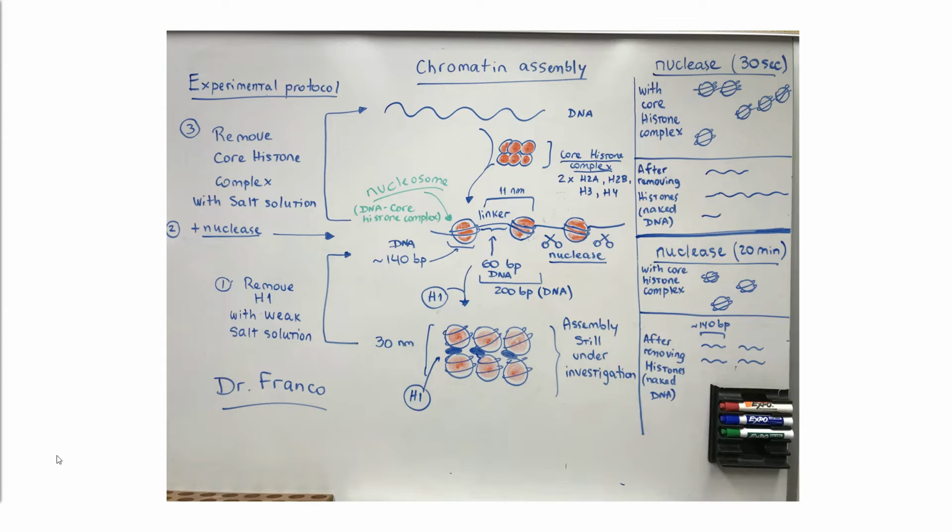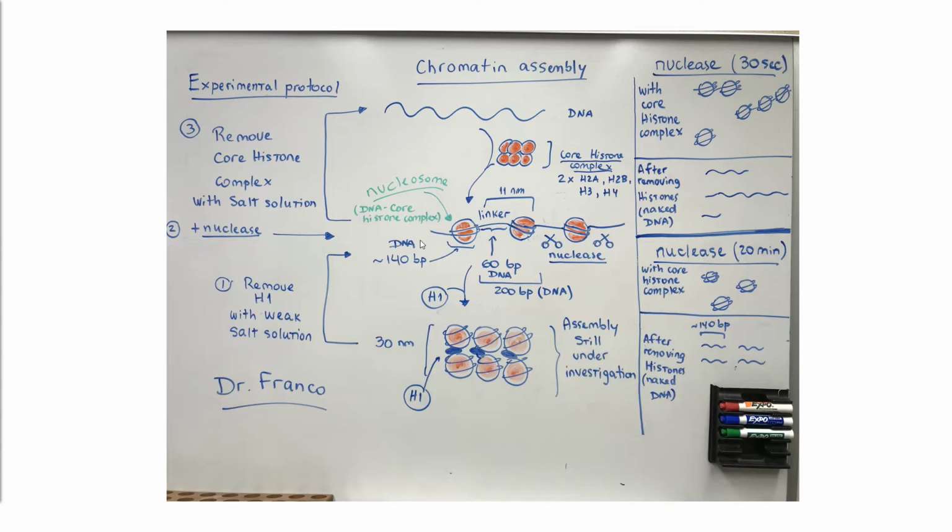All right, so let's go to the left, talk about the experiment. In this experiment, we're actually starting at the bottom, right? We are starting with this 30 nanometer fiber, as indicated by your homework. The undigested chromatin all had the structure of the 30 nanometer fiber. We first treat this with a weak salt solution, and that's going to dissociate histone H1. So in this case, we're taking a step backwards. We're moving from the 30 nanometer fiber, dissociating H1, and the resulting chromatin structure is going to look like this 11 nanometer fiber.